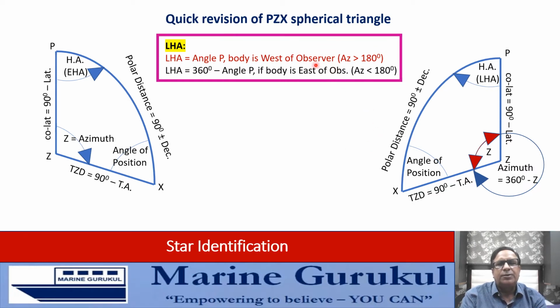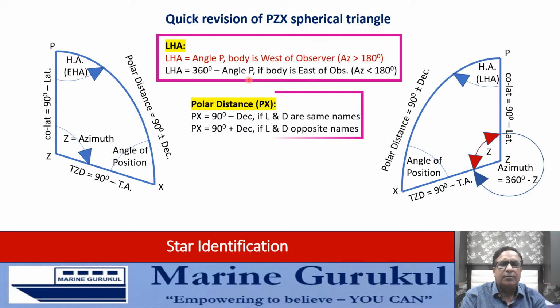Now, if the azimuth of the body is greater than 180 degrees, it means the body lies to the west of the observer, and if it lies to the west of the observer, obviously angle P would be equal to LHA. If the azimuth of the body is less than 180 degrees, that means the body lies to the east of the observer. In that case, angle P becomes easterly R angle, and if we are interested in LHA, then LHA will be 360 degrees minus angle P.